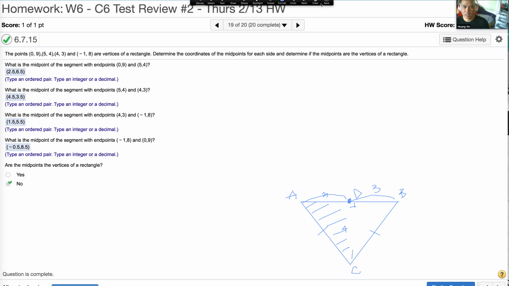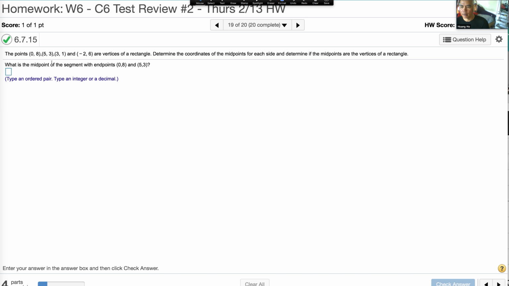Question 19. Okay, let's do a similar one. They give you 4 points over here that are vertices of a rectangle. Determine the coordinates of the midpoint for each side and determine if the midpoints are vertices of a rectangle. Okay, so let's find the midpoint.